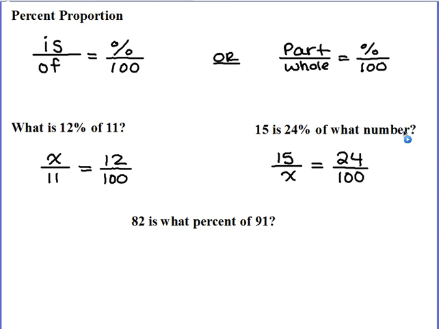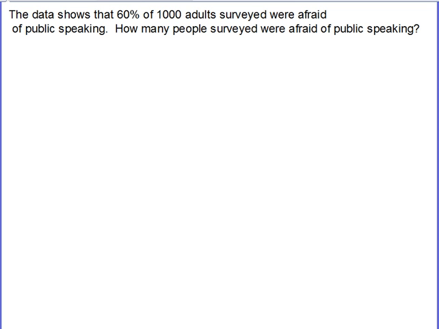Okay. Last type of problem you can see and solve using proportional reasoning is 82 is what percent of 91? Well, 82 is the part, 91 is the whole, and then I am missing my percent. I want to know what the percent is, but it's still always out of 100. Now I would like you to write the percent proportion you would use for this problem.